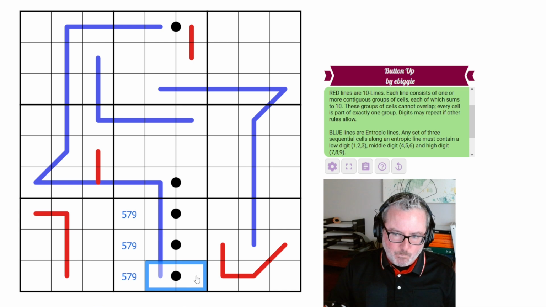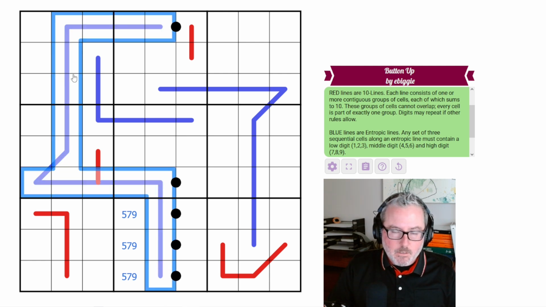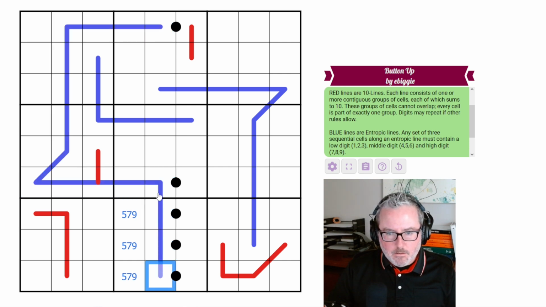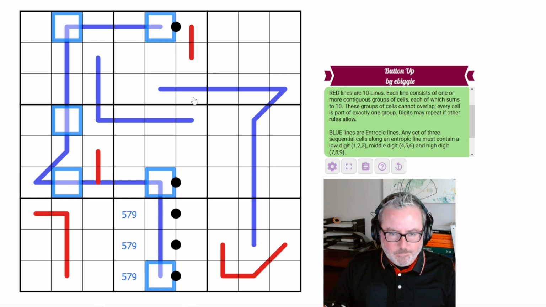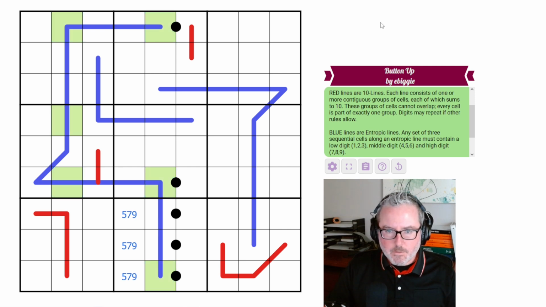Now, I'm wondering if we can do anything with that at the moment, or if we need to think elsewhere. Because again, we've got the entropic lines, and we've got some pretty long entropic lines. So we can start to think about how they all work together. Because we've got every third digit is going to be of the same entropic value. Let's put this in green, because we know that all of these will be of the same.